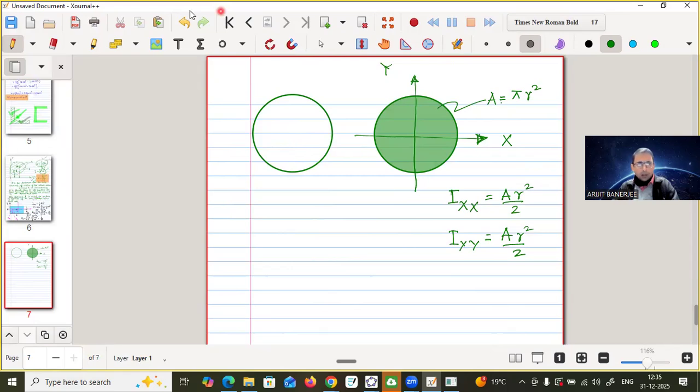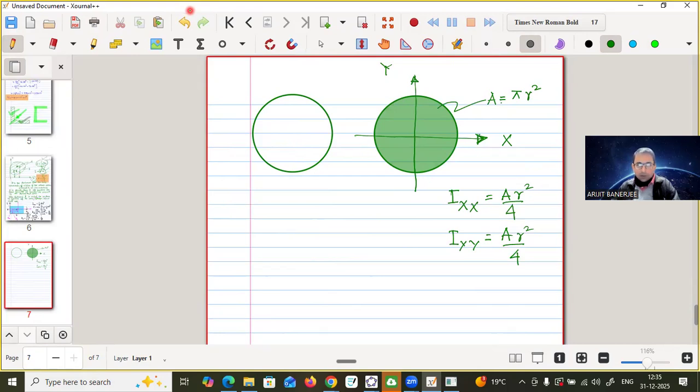Sorry, you can determine that. For z axis it will be A r square by 2. So it will be A r square by 4, A r square by 4 instead of A r square by 2. Sorry. Okay.